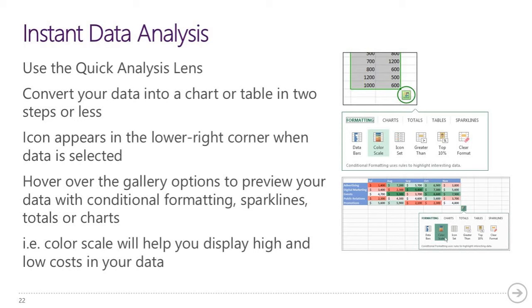And there's a few different ways you can do it quickly and easily. And everything I talked about earlier can also apply to previous versions of Excel. A lot of the control functions are there for the previous versions of Excel. This one here, instant data analysis, is something that's new with 2013. But there's a quick analysis lens that allows you to instantly convert that data into some type of chart or a table in very few steps.